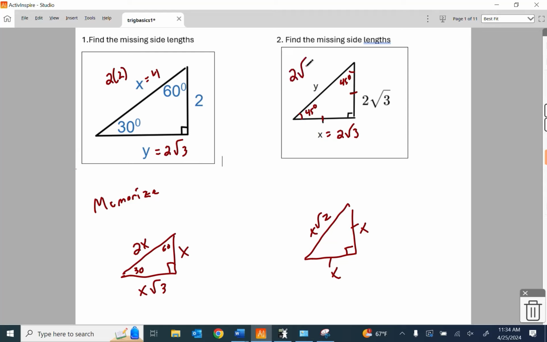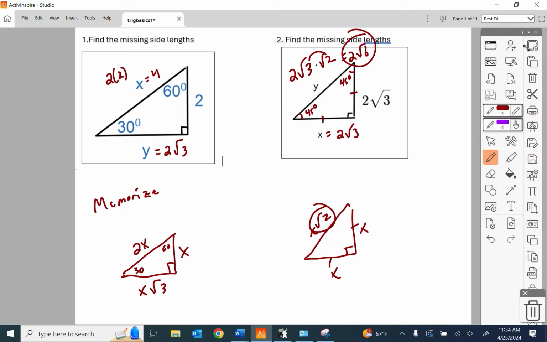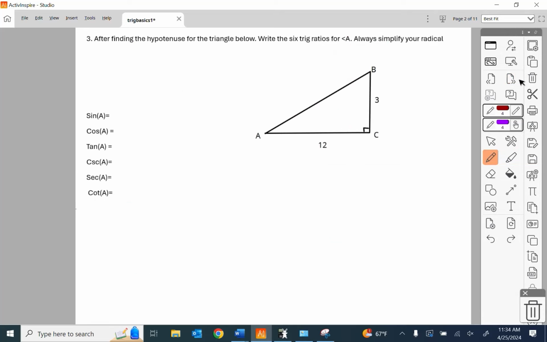And the hypotenuse is found by multiplying by this root 2. And 3 times 2 is 6, so we get 2 root 6. So that's an easy problem. Hopefully those go well. Alright, number 3.